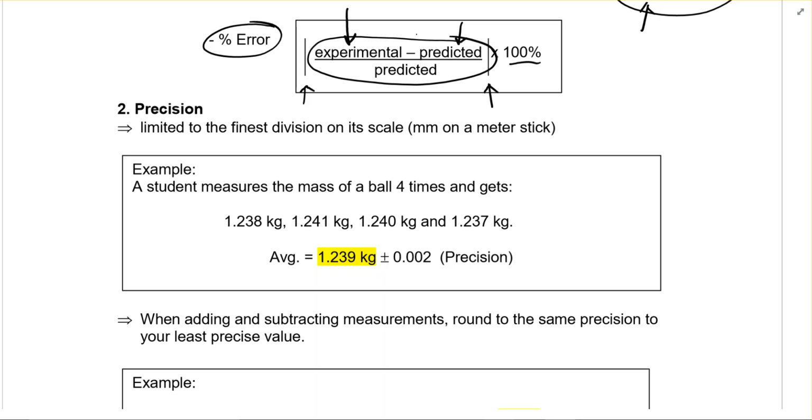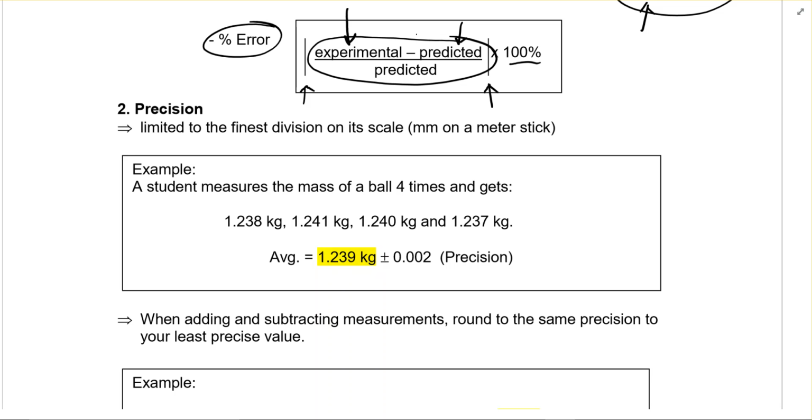So if you're looking at this example, it says a student measures the mass of a ball 4 times and gets 1.238, 1.241, 1.2 and so on.